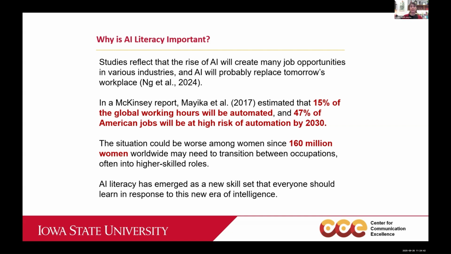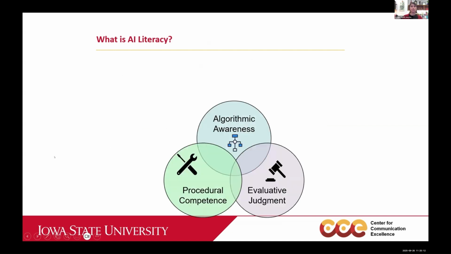It could impact women more profoundly because 160 million women worldwide, I think this is still according to the MICA 2017 report, may need to transition between occupations, going from lower skilled into higher skilled roles. And AI literacy has the potential to play into that transition. So it is important to consider AI literacy as an important learning outcome during this transition into AI becoming more relevant in the workplace.